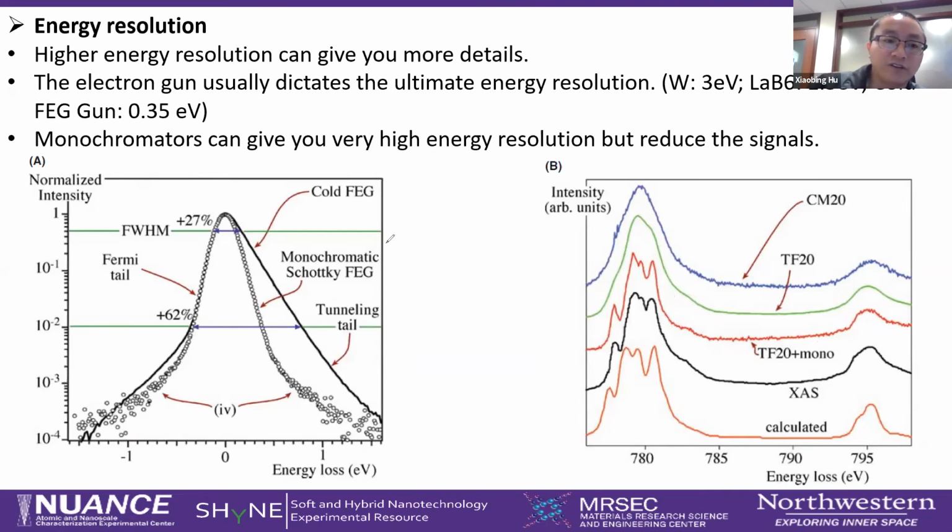The energy resolution of the TEM is determined by the monochromator. It is also determined by the full width at half maximum of the peak. Usually for our TEM it is about 0.35 eV, but this energy resolution is enough for your conventional analysis.